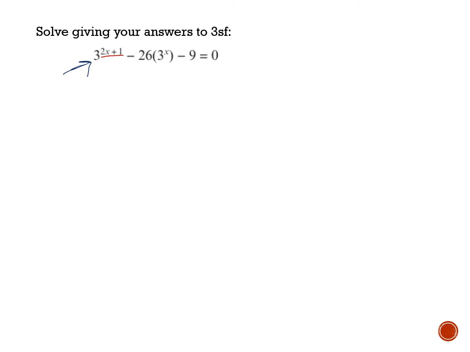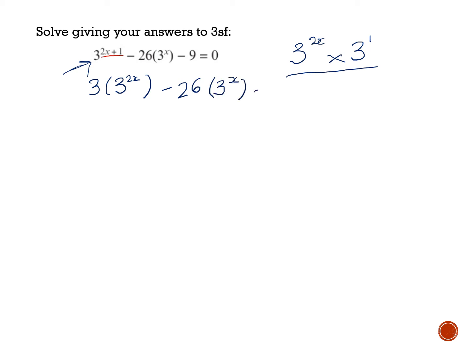So what we need to do is use our knowledge of index laws to rewrite that. Now, 3 to the power 2x plus 1 is the same as 3 to the power of 2x times 3 to the power 1. Remember what you do when you times, you add together the indices. So make sure you're happy with that. So what I can then do is rewrite my equation as 3 times 3 to the 2x, minus 26 times 3 to the x, minus 9 equals 0.